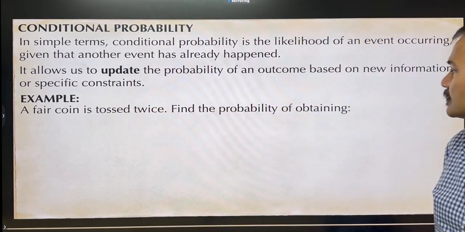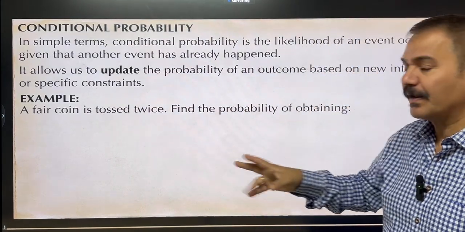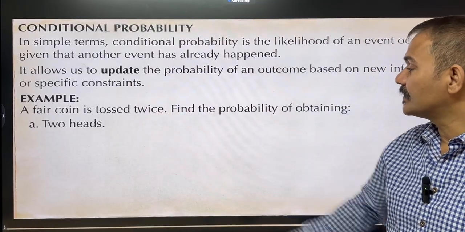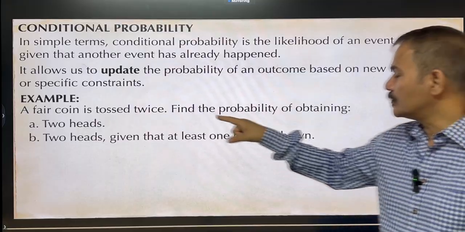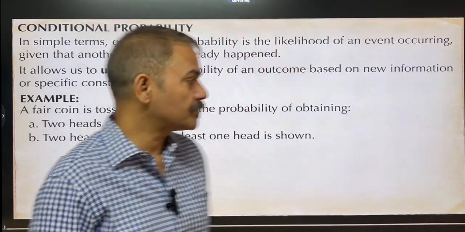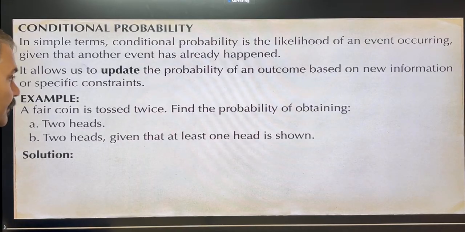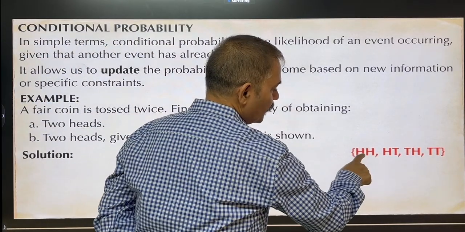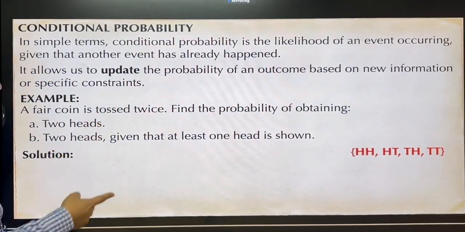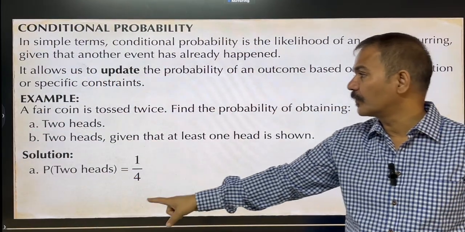Have a look at this example. A fair coin is tossed twice. Find the probability of obtaining... We will discuss this experiment in two different ways. Number one, find the probability of getting two heads, and the second part is find the probability of getting two heads given that at least one head is shown. Now what is the difference between these two? In the first one, you just have to find the probability of two heads. If you look at the sample space, two heads come once in four outcomes. So the probability of two heads is 1 upon 4.